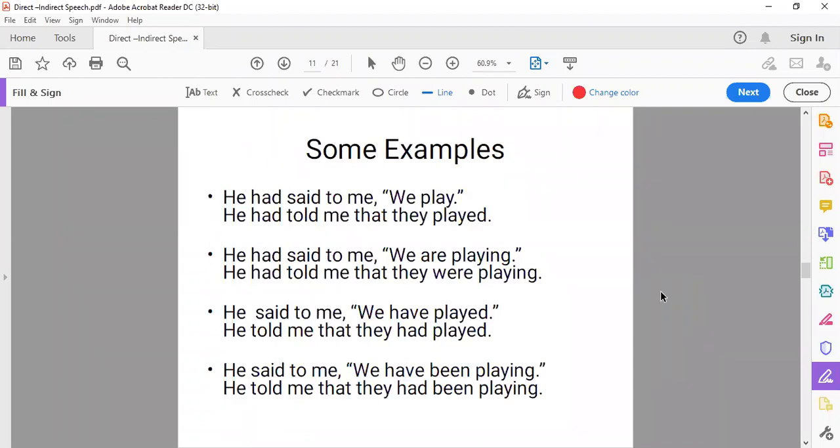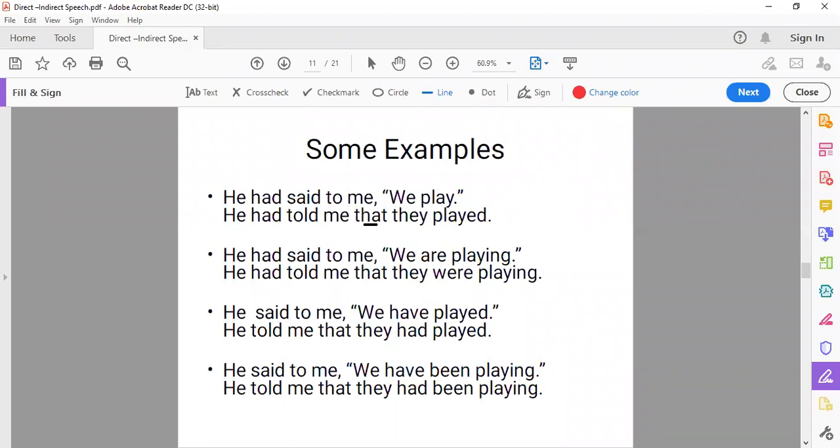Let's see some examples. He had said to me, we play. He had said to me. Which tense is it? It is past perfect, had plus third form. So we have the condition that the reporting verb is in the past, then the tense of the reported speech will also change. So here it is past perfect. How are we going to change it? He had told me, said changes into told because we are given the object me here and we have removed to. Inverted commas are removed because the sentence is simple.